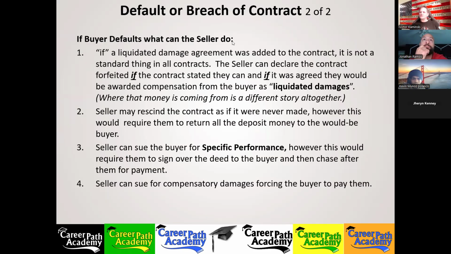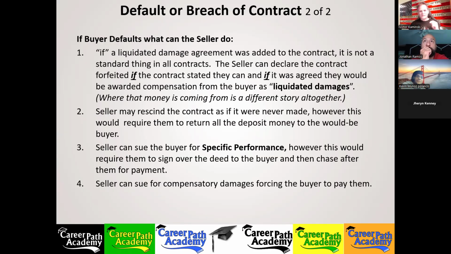If the buyer defaults, what could the seller do? Well, if there was a liquidated damage agreement in the contract, it's not a standard thing in all contracts, despite the book making it sound like it is. The seller can declare the contract forfeited if the contract stated they can, and if it was agreed that they would be awarded compensation from the buyer as liquidated damages. Now, where the money's coming from is a different story altogether. Sellers could also rescind the contract as if it were never made. However, this would require them returning all the deposit money to the would-be buyer.